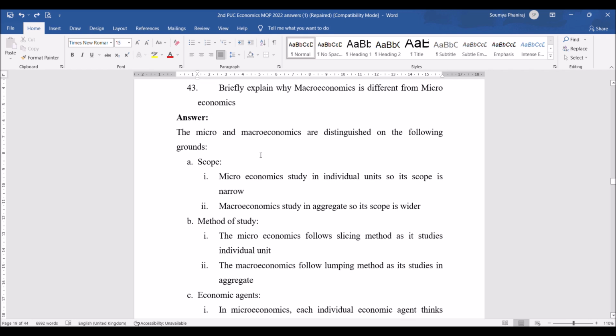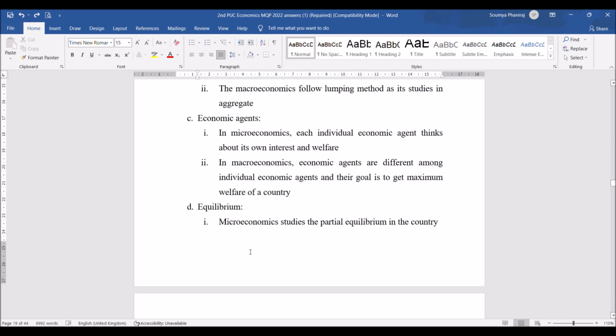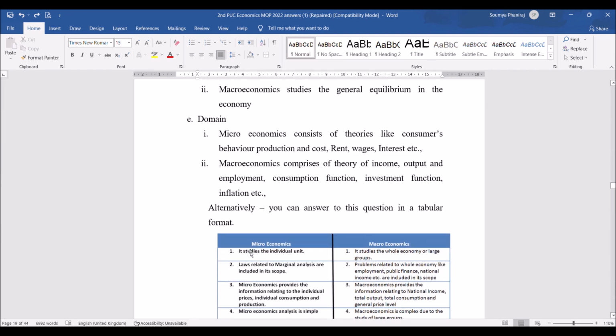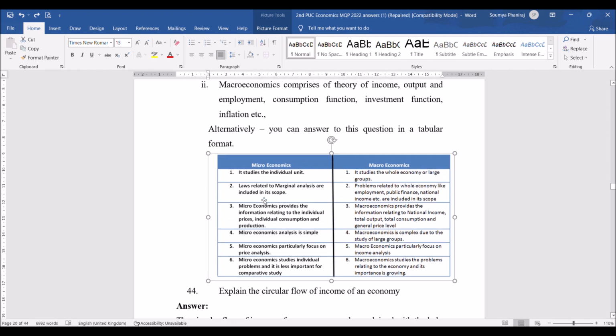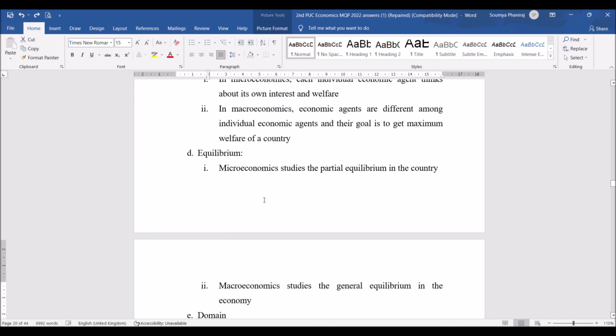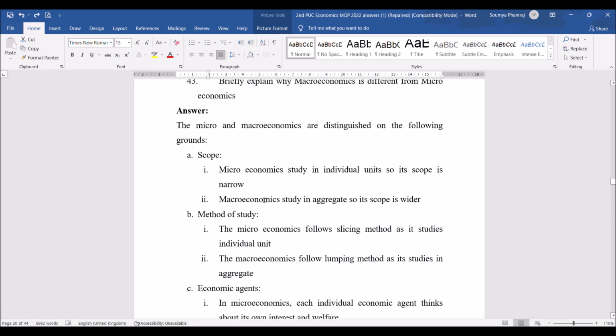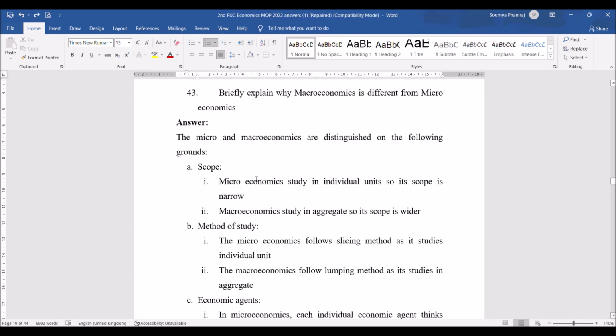43rd question, briefly explain why macroeconomics is different from microeconomics. This again we have discussed in the previous video. So it is better to have this kind of a depiction, differences in the tabular format. The alternative is like this. You can take a caption and highlight the differences. For example, scope is the point of difference.